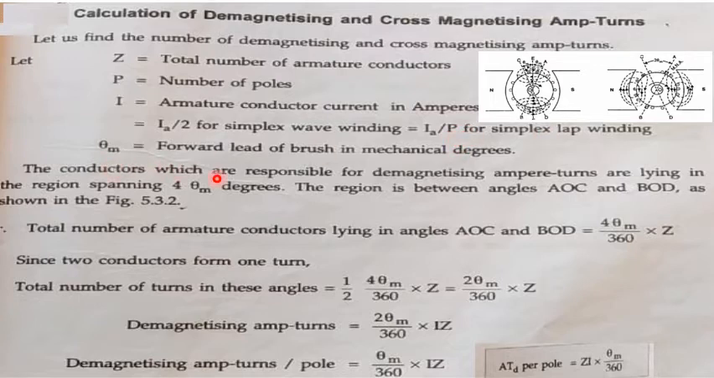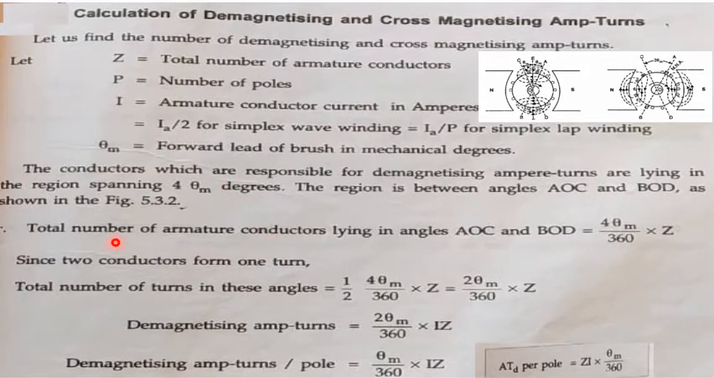Now theta m is the forward lead of brush in mechanical degrees. The conductors responsible for demagnetizing ampere turns lie in the region spanning 4 times theta m degrees. You know, we discussed this in the earlier slide. So the conductors responsible for demagnetizing ampere turns are those in AOC or BOD, and that angle is represented as 4 times theta m degrees.